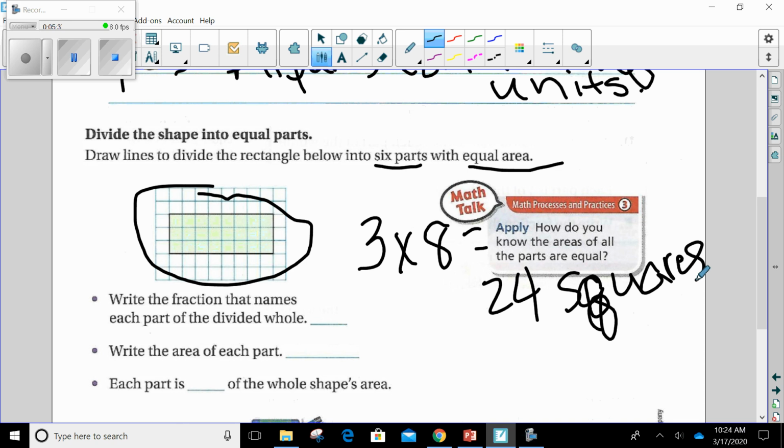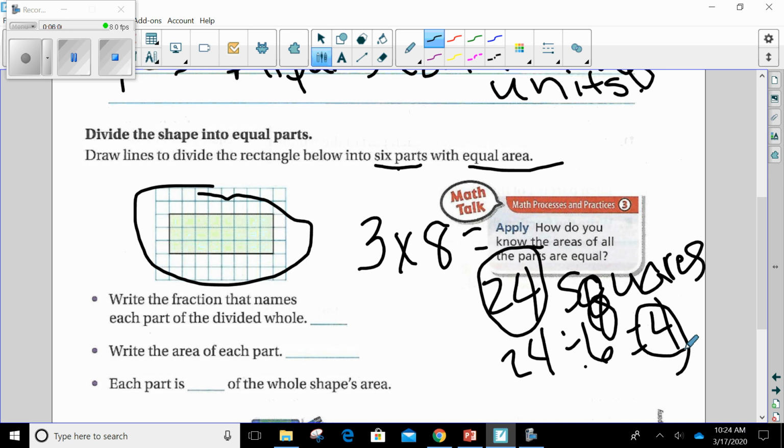So if I'm going to divide these 24 squares into 6 parts, so it'd be 24 divided by 6, how many squares are going to be in each part? Well, you guessed it. 6 times what equals 24? It will be 4. So let's break it up.